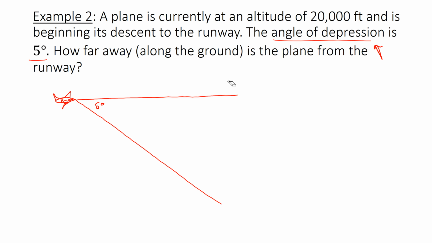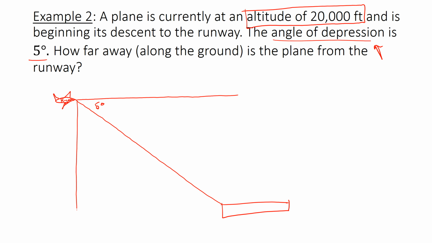So let's label some other known things. First of all, here's the runway that the plane is trying to hit. I also know that it is at an altitude of 20,000 feet. That means it's off the ground straight up 20,000 feet high. And I'm trying to find how far along the ground. So here's my right angle because the plane is 20,000 feet high. How far along the ground is what I'm solving for.